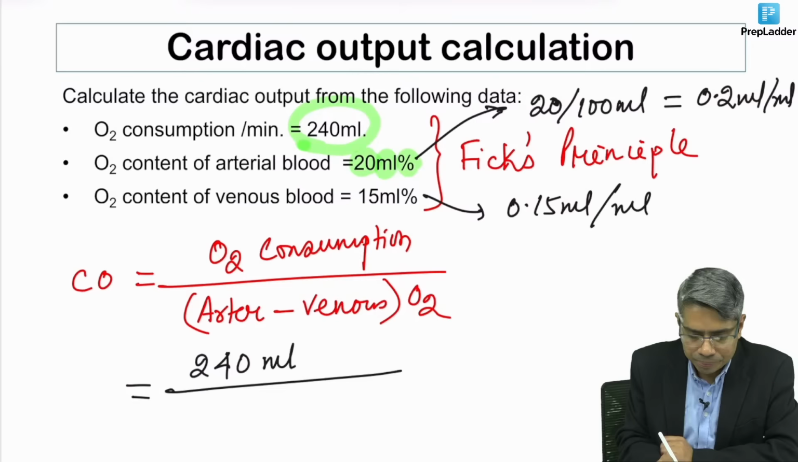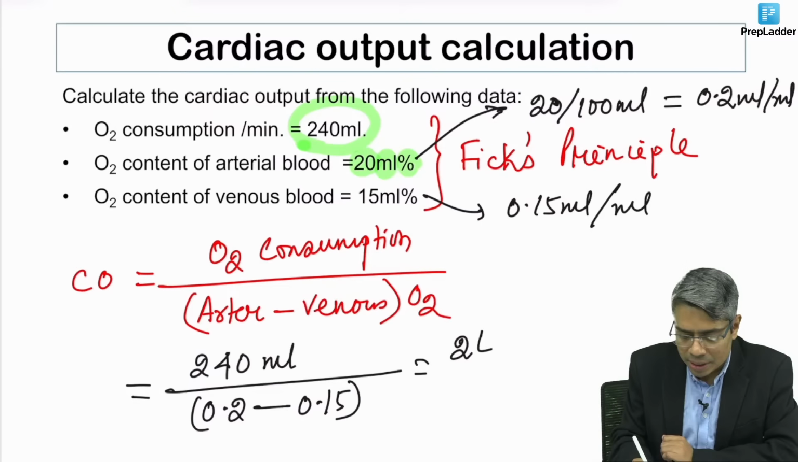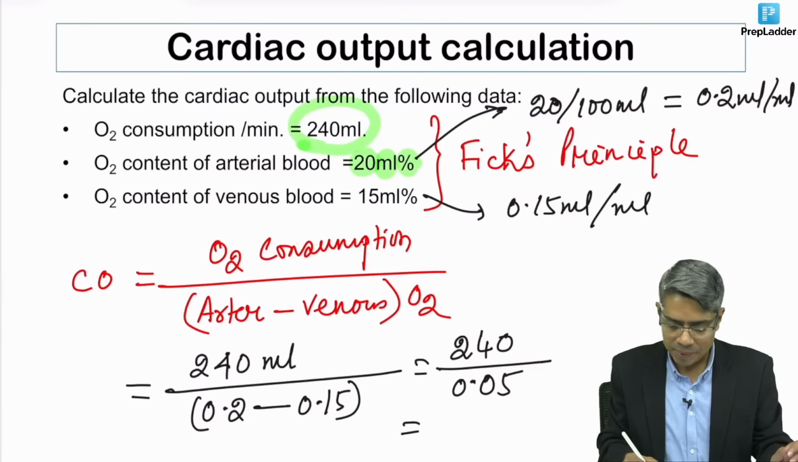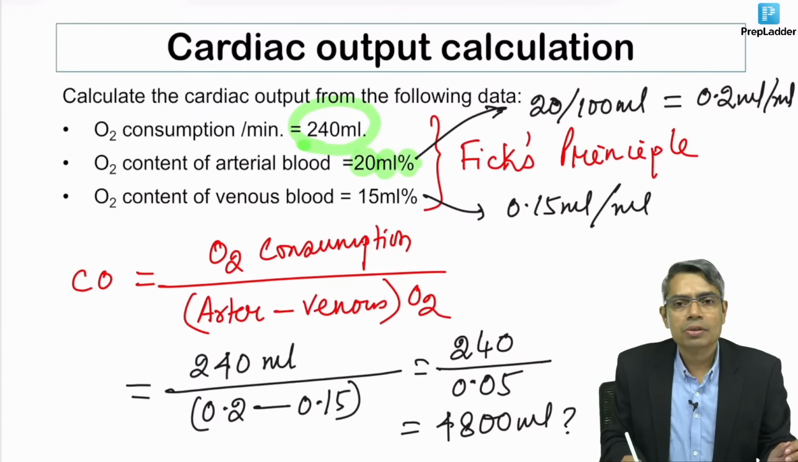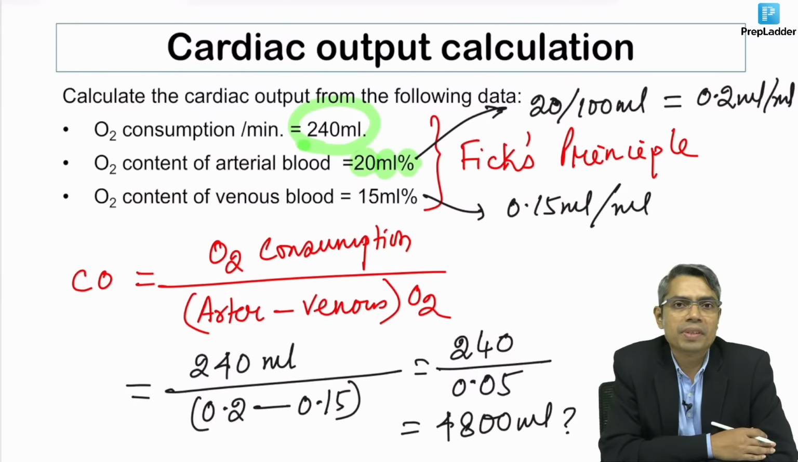So, now I am going to put this into the equation. 240 upon 0.2 arterial oxygen minus venous oxygen 0.15. So, now this is basically 240 upon 0.05. If you do this, I think it will be 4800, 4800 ml, check this. Okay. So, this is the answer of this question, cardiac output by Fick's principle.